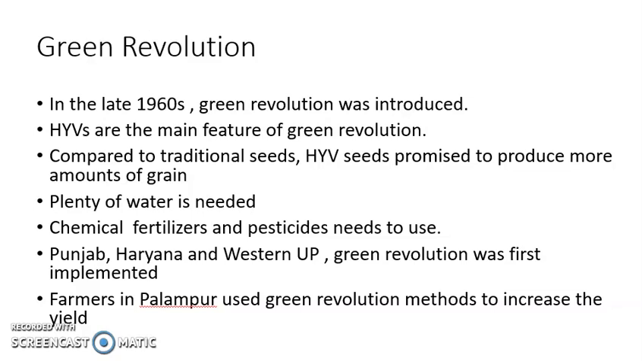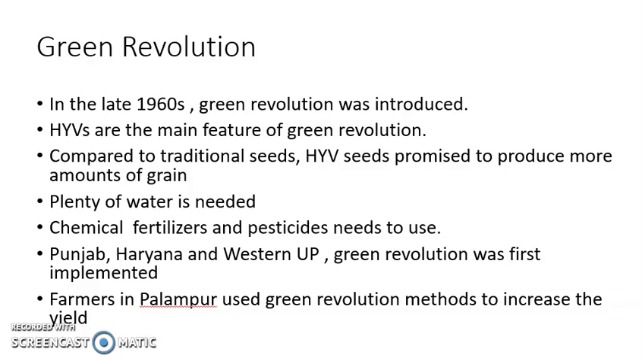So HYV seeds require more water, and chemical fertilizers are needed instead of organic fertilizers like cow dung, which was used with traditional seeds. Again, we have to depend upon pesticides. So using HYV seeds all these prove a successful result. We can see this in Punjab, Haryana and Western Uttar Pradesh, where the Green Revolution was first implemented.